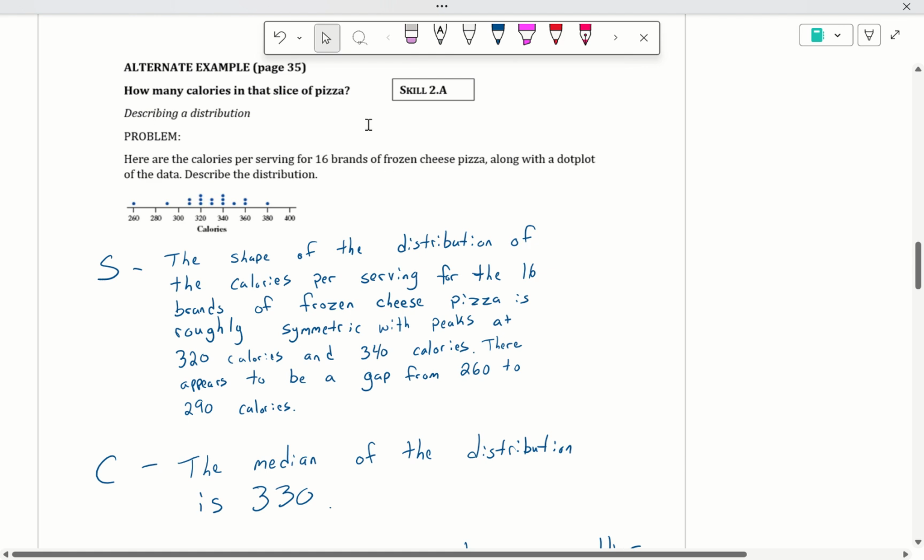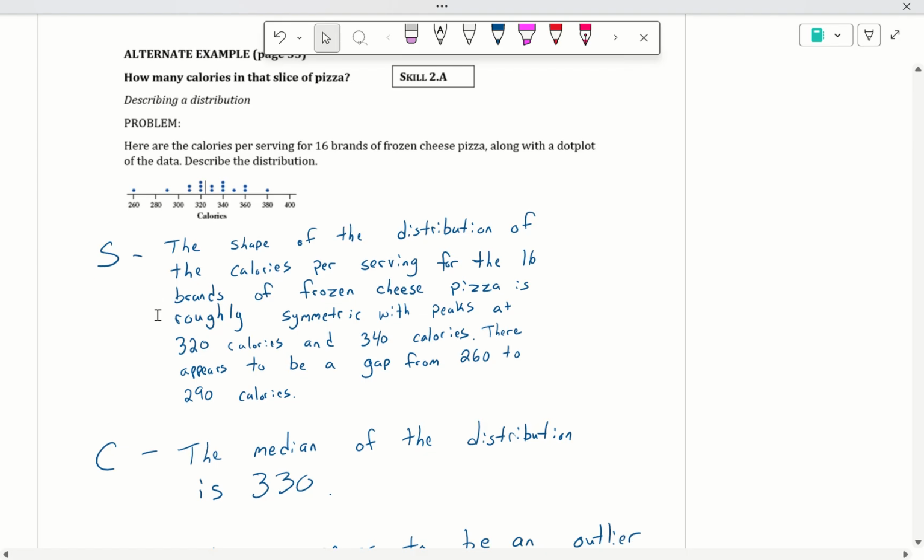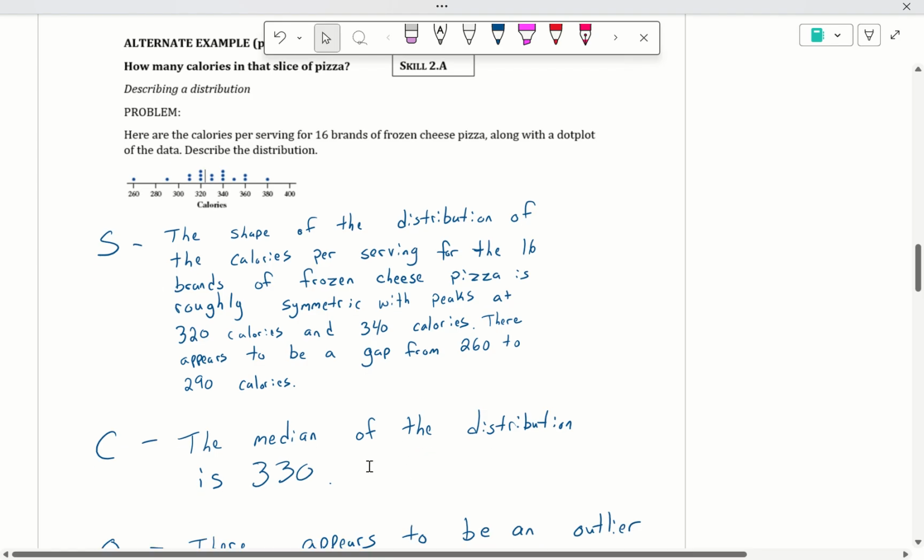Along with the gap, we need to have some context to this. That means we're talking about the 16 brands of frozen cheese pizza. Be specific, just look up top for that context. Also, we need to mention calories as well. So that has to show up along the way. Units are always very important when it comes to answering any AP stats problem.